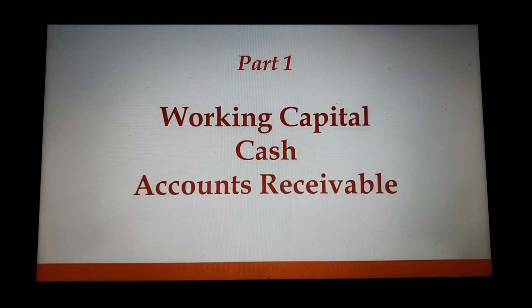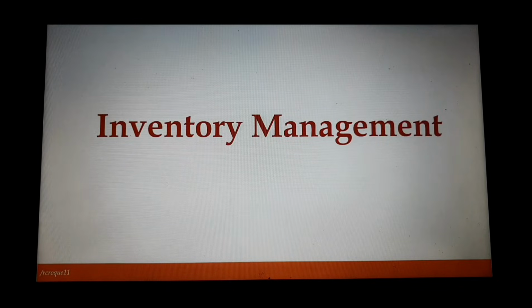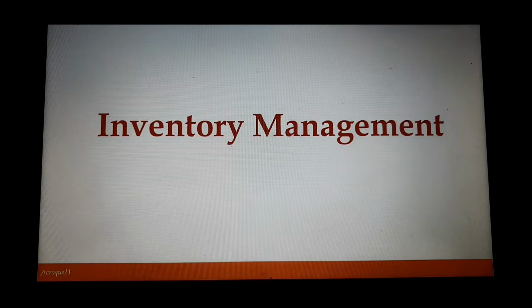And in this part 2, we are going to focus on the management of our inventory and current liabilities. So let's start with the management of our inventory. Ang gusto natin mangyari sa inventory natin, there should be enough to support the demand in the market. Gusto rin naman natin mabenta yung inventory natin as quickly as possible without stockouts. So in that way, wala tayong mga lost sales.